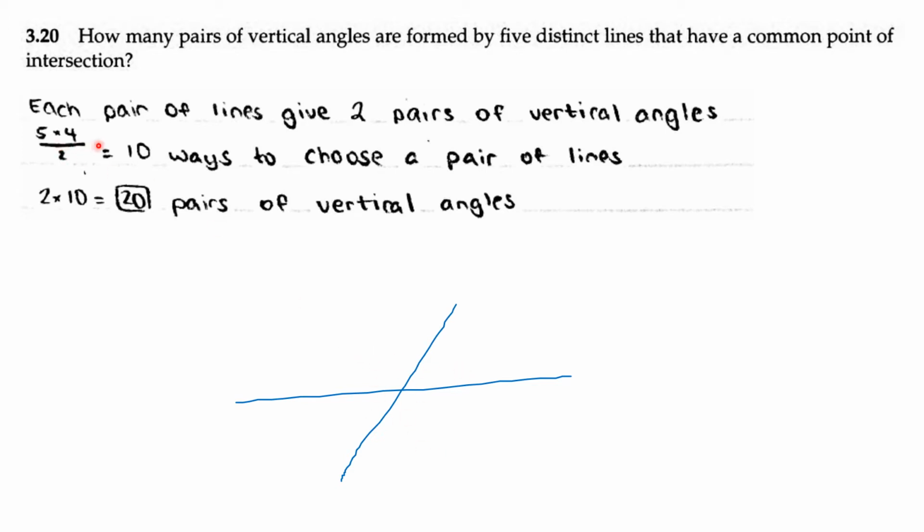So 5 times 4 divided by 2, since there's 5 distinct lines, and so you can choose from 5 lines in the first one and then 4 lines in the second one, divided by 2, since it's a pair. So there are 10 ways to choose a pair of lines. So 2 times 10, since there are 2 pairs of vertical angles in each, is 20 pairs of vertical angles.